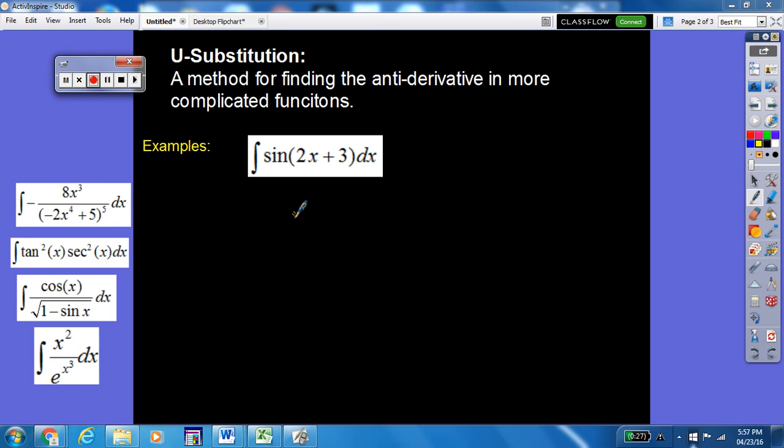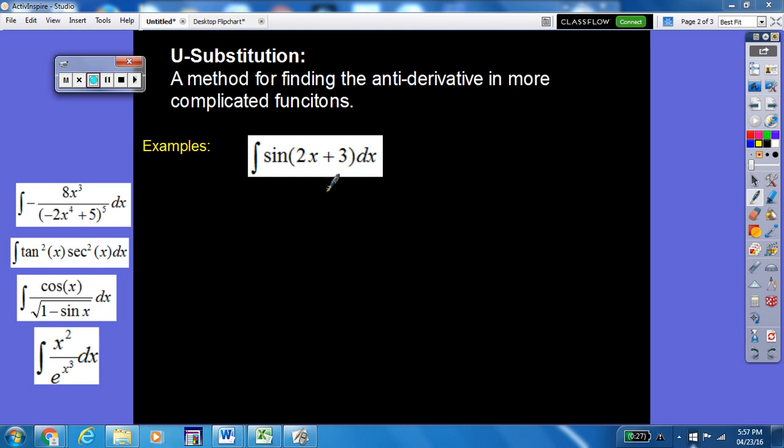Okay, so u-substitution. What is it? Simply put, it's a method for finding the antiderivative of more complicated functions. What we're going to try to do is essentially create a substitution so that all of our integral is in terms of u. Once we do that, the goal is to have a function that's a little bit easier to take the antiderivative of. If you end up with something more complicated, something's not right.